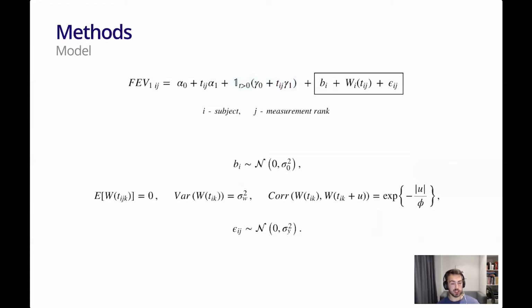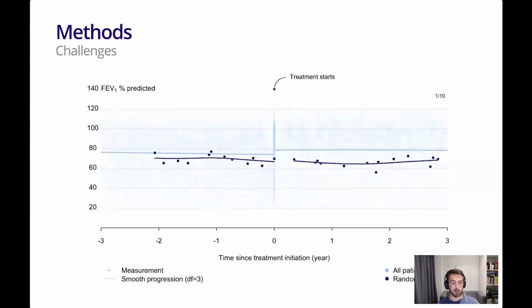In terms of the correlation structure, we assume the random intercept and the serial exponential correlation. On one hand, the random intercept accounts for the variability between subjects, and on the other hand, the serial correlation accounts for the correlation over time within subjects, meaning that measurements far apart in time are less correlated with each other, and vice versa.